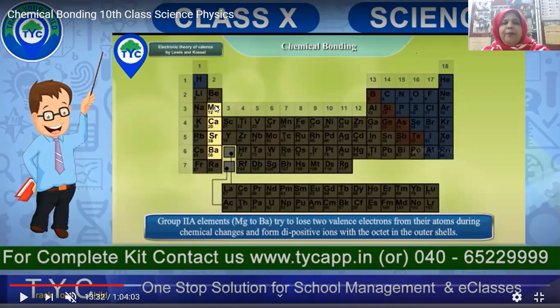Similarly, if you come to group 2, the elements, that is magnesium, barium, they try to lose 2 valence electrons. They have got 2 electrons in their outermost shell and they are called dipositive ions. If only 1 electron is there which they are ready to lose, then they are called unipositive. Whereas group 2 elements are dipositive because they have got 2 electrons in their outermost shell which they are ready to share to get an octet, to become stable.